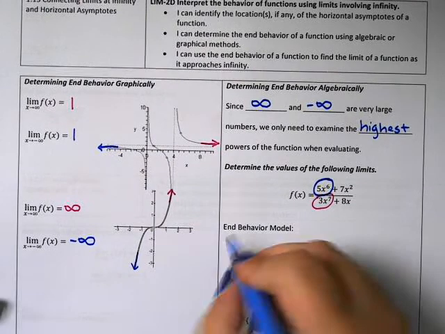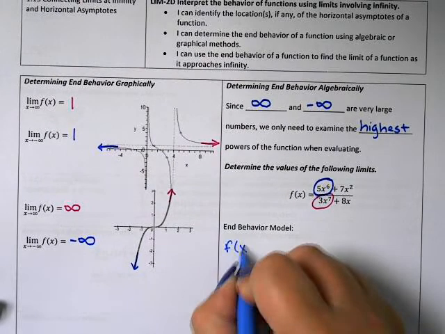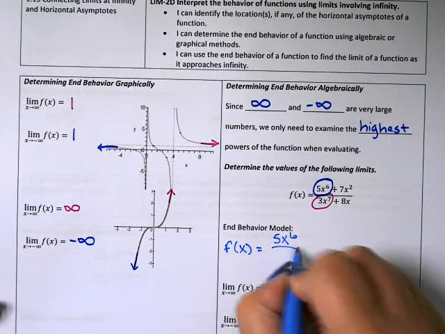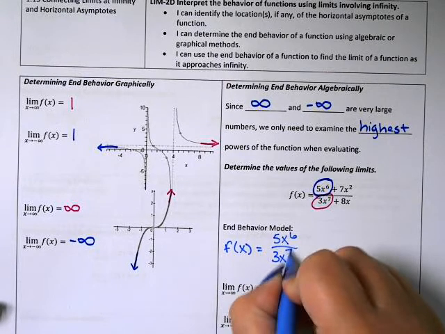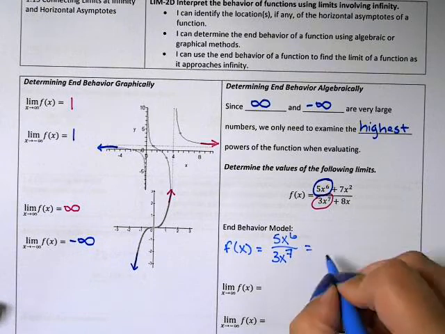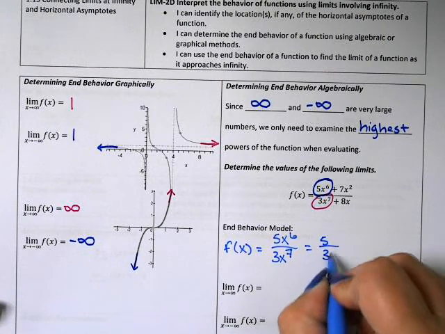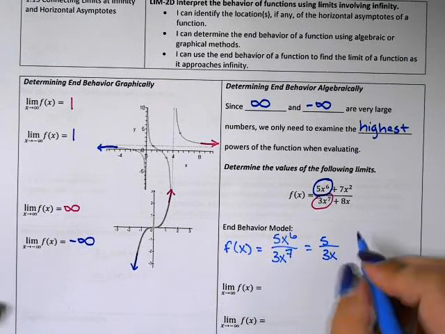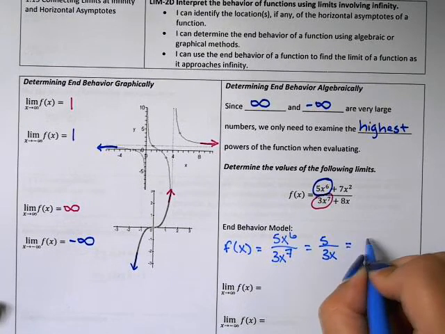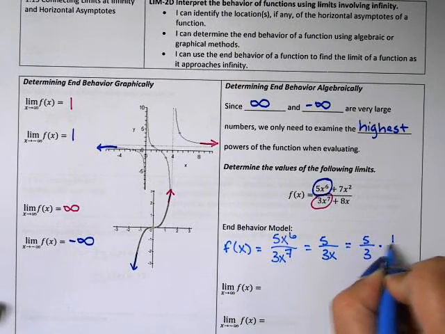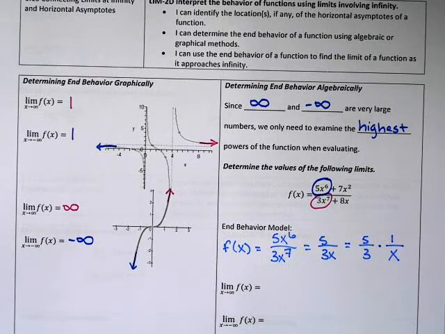Which means if I look at my overall end behavior model, what I'm really focusing on is f of x equals 5x to the sixth over 3x to the seventh, which I can then simplify down, right? We can simplify some of those x's. It's 5 over 3x. And I'm actually going to go one step further, and write this as 5 over 3 times 1 over x.